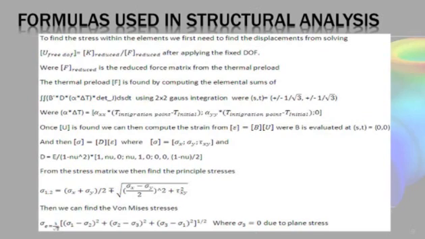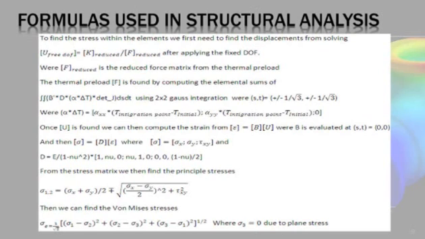Once the displacements within the element are found, we can then compute the strain from multiplying B times U, where B is evaluated at S and T equals 0. After that, we can then calculate the stress within the element by multiplying D times the strain. From there, we then can compute the principal stresses, and then finally we compute the von Mises stresses from the principal stresses.